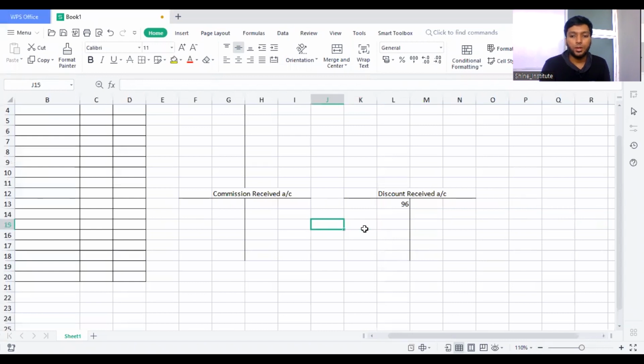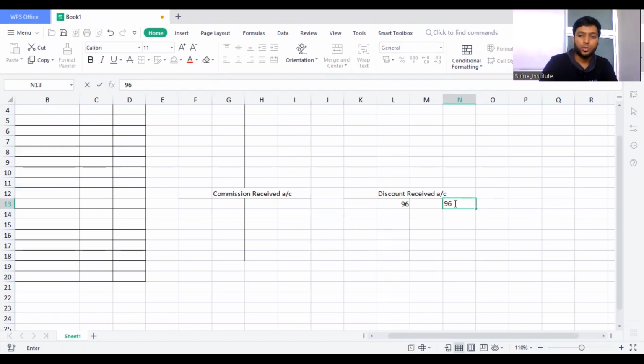I'm going to make it smaller so you have a complete view. Now we have commission received and discount received. 96 is already recorded, so now I need to correct it. Where do I record this? That is the big question. If I am going to credit the discount received account, I can't take the amount to the commission received account because it's a credit entry. So I'll credit it here.